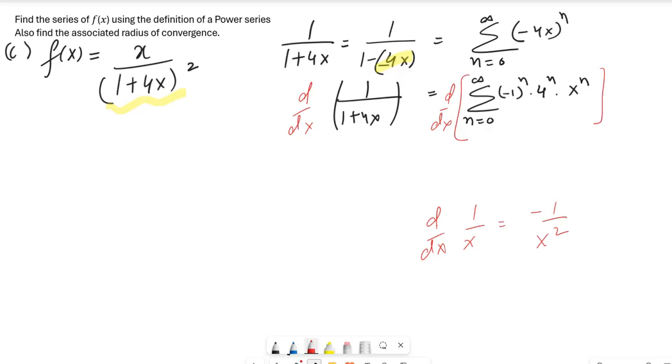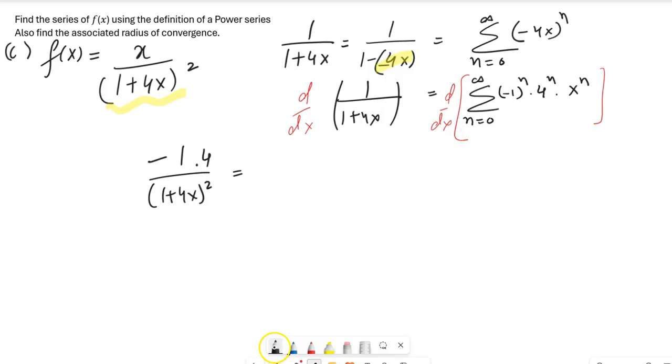Okay, let's do that. So the derivative of 1 by 1 plus 4x would be negative 1 by (1 plus 4x) whole square times 4, is equal to, here we need to differentiate this series. That means the derivative can go inside, and the only thing we need to differentiate inside is x to the power n. Everything else is just a constant. From 0 to infinity, negative 1 to the power n is constant. 4 to the power n is constant. What is the derivative of x to the power n? n times x to the power n minus 1, power rule, right?